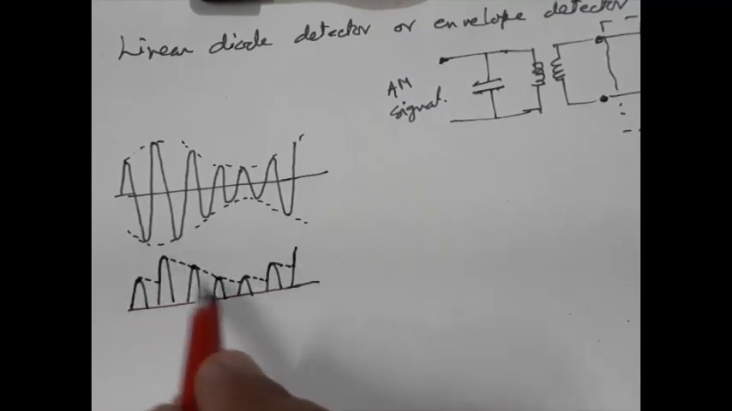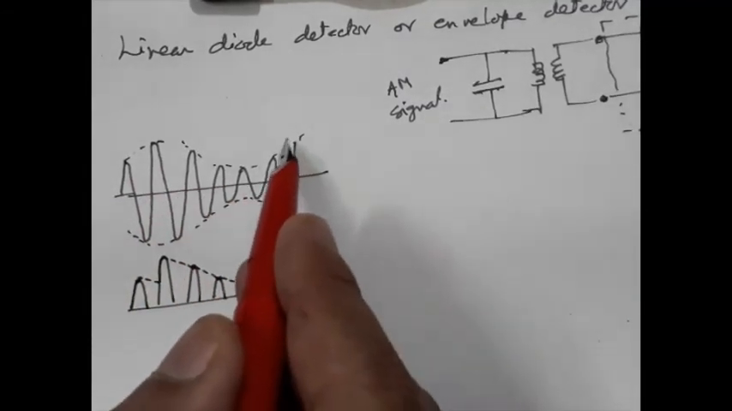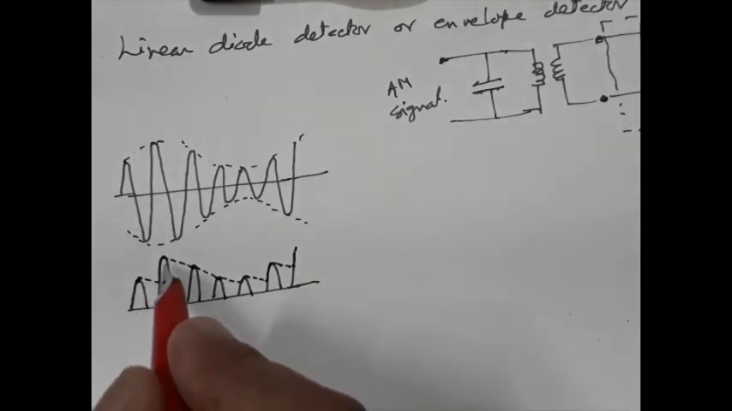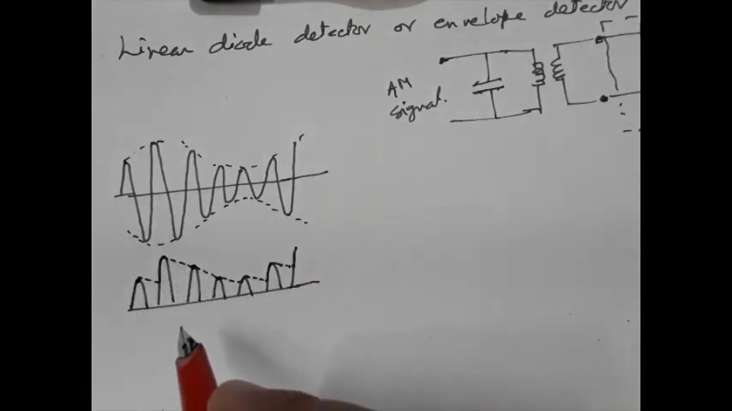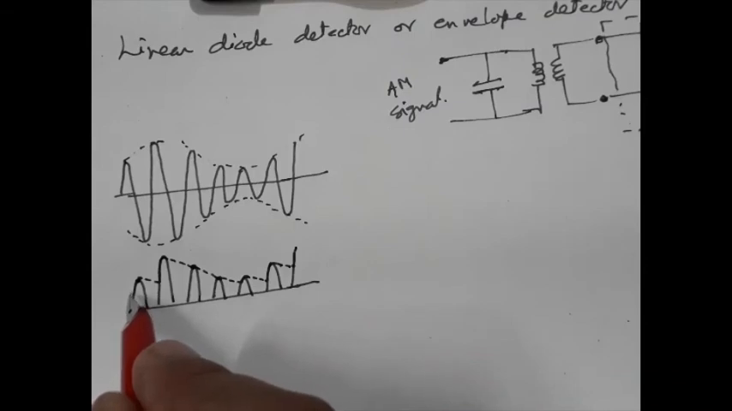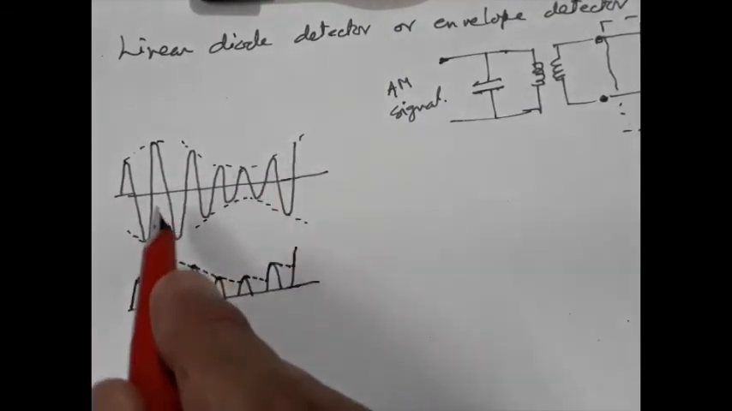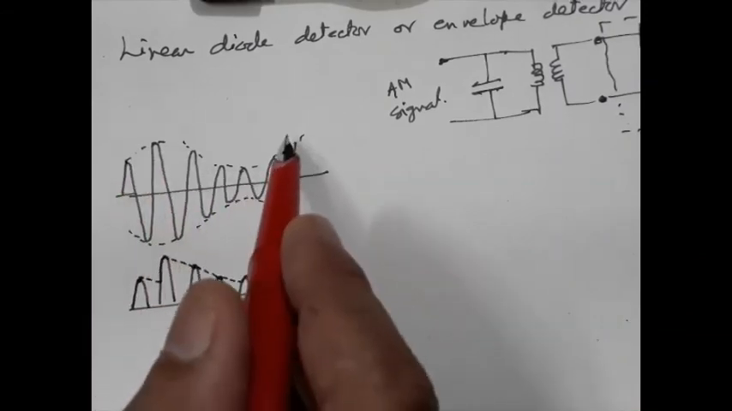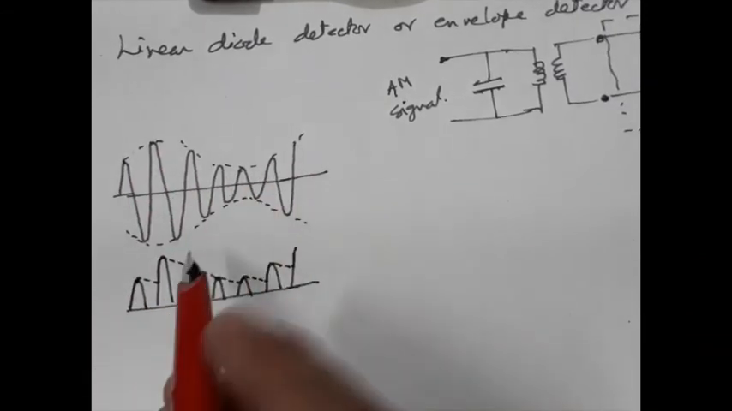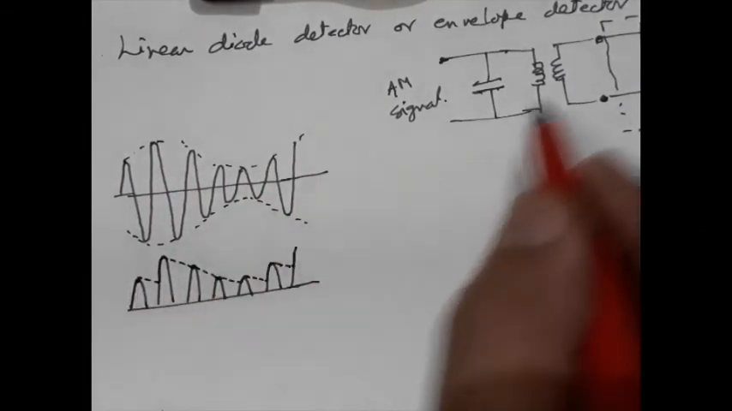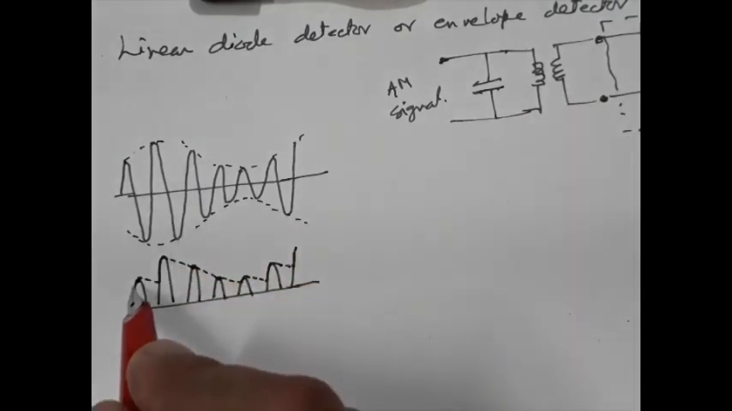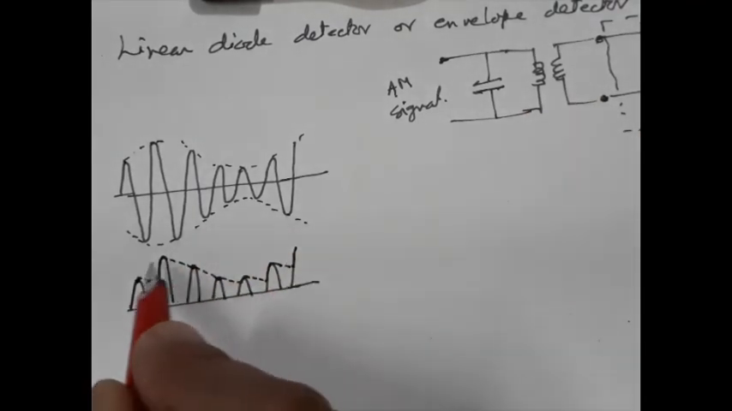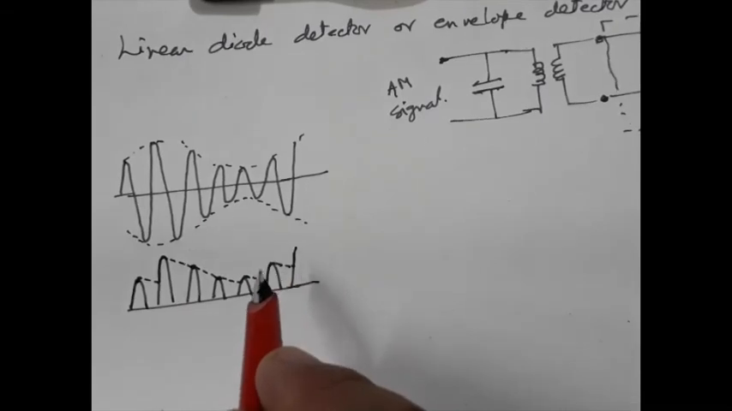to follow the envelope, this envelope, in a slightly distorted fashion. And this envelope is nothing but the input signal, that means the baseband signal. So this circuit is able to recover, with a little bit of distortion, the original message signal.